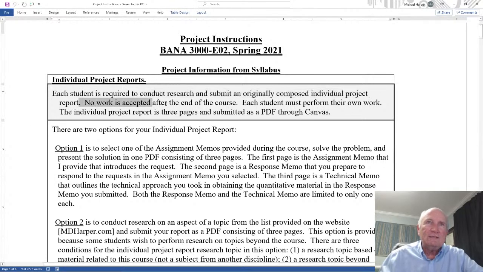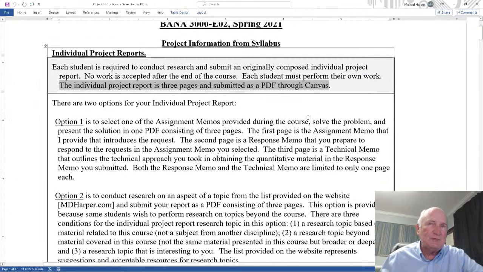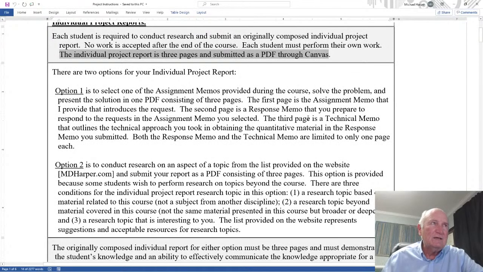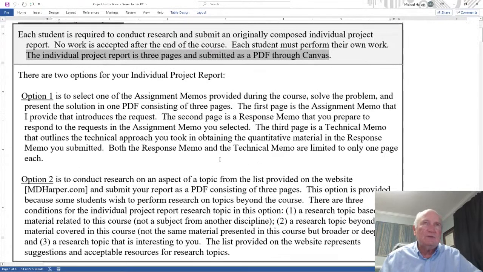No work is accepted after the end of the course. Each student must perform their own work. The individual project report is 3 pages and submitted as a PDF through Canvas. Now, there are 2 options that you can select for the individual project report.